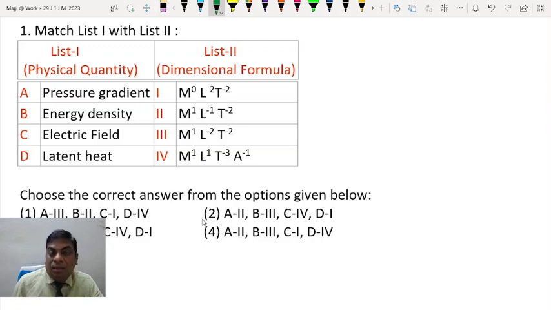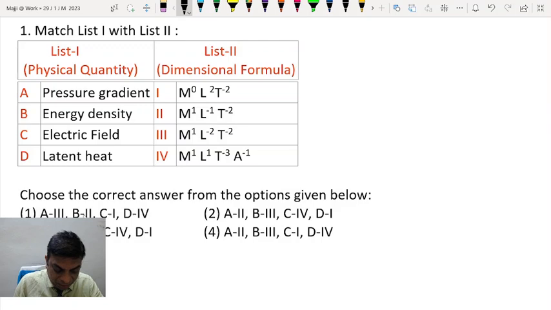Now again, I will repeat what I have already told you in other videos: you are not supposed to match all the four quantities. You have to match only one or two, maximum two. For example, you see here.